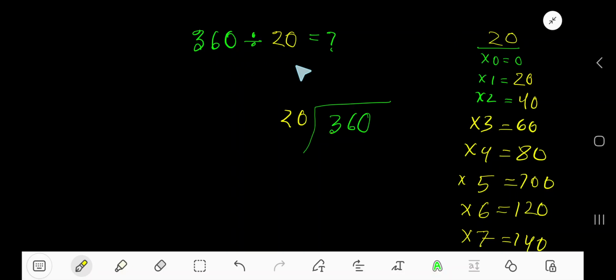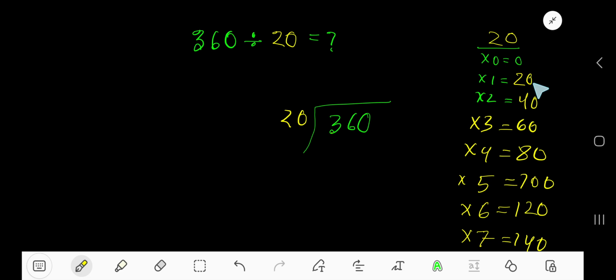360 divided by 20. Here 20 is a divisor, so we need the multiplication table of 20. 20 times 0, 0. 20 times 1, 20. 20 times 2, 40. To find the multiplication table of 20, just add 20 to the previous step.